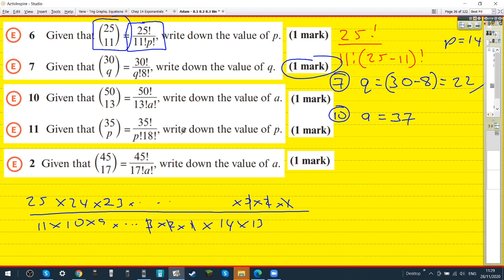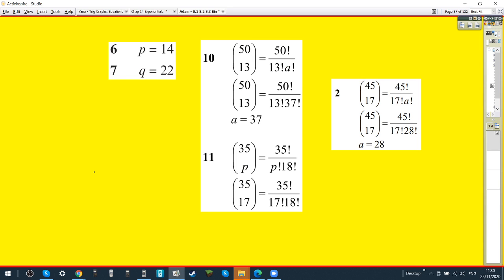Or would it just be 17? No. 45 minus 17. Would it be? Yep. Which gives you 28. It's 28. Yeah, I was just confused because I think you skipped 11. Oh yeah, I skipped it. That's all right. So there we go. 28. Yeah. Great. 1 mark questions.